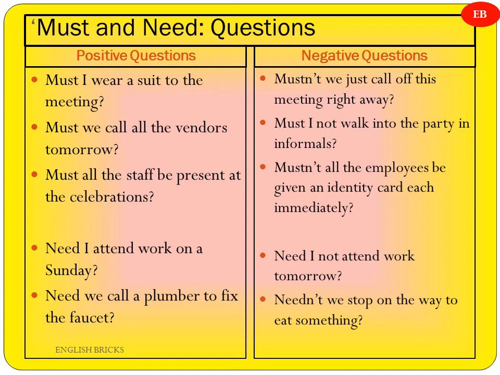Likewise, negative questions. Mustn't we just call off this meeting right away? Must I not? So, the same thing. When we use the contracted forms, it's there at the beginning and the subject comes later. But when I divide it, must I not? So, I have the modal auxiliary verb must first, followed by the subject I, and the negative form not comes after that immediately. So likewise here.